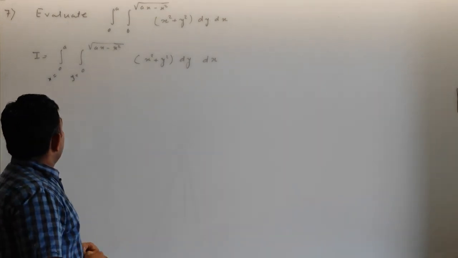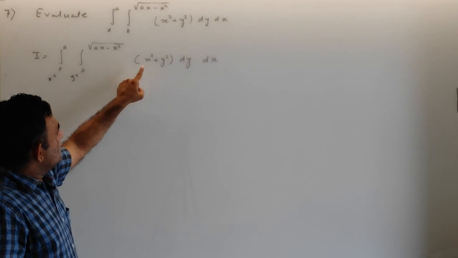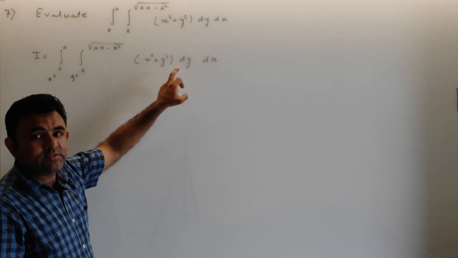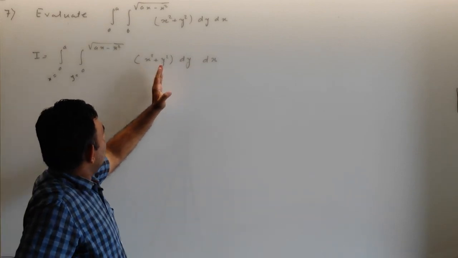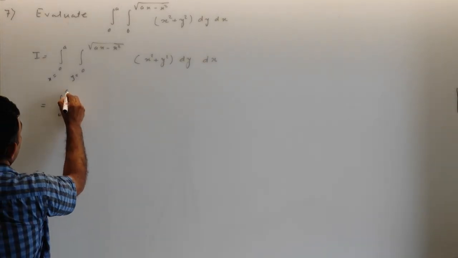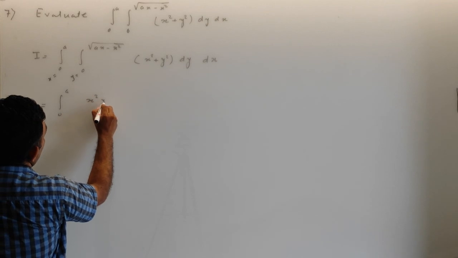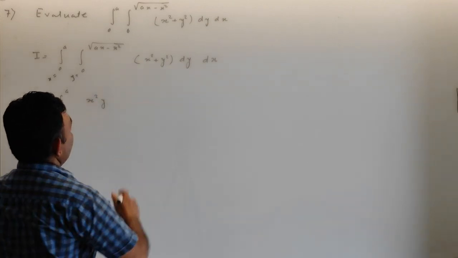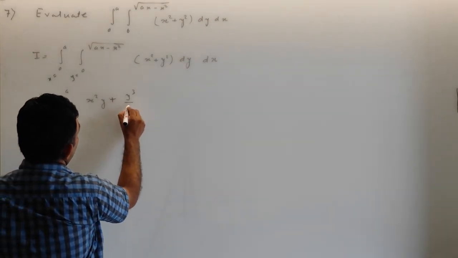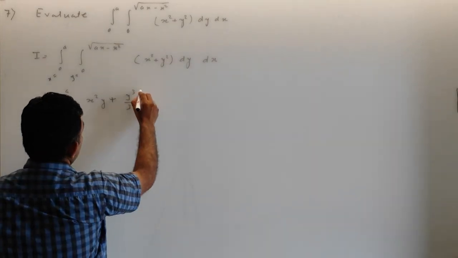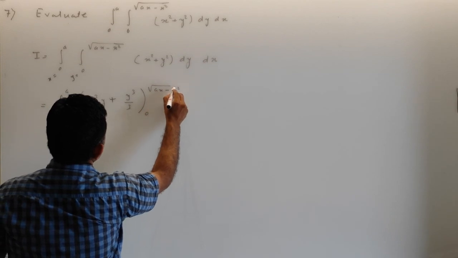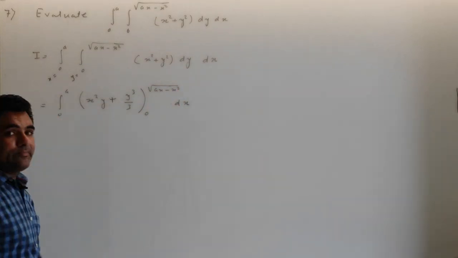Now first we integrate with respect to y, so x will be constant, so x square is a constant, so it is some constant plus y square. So let us integrate with respect to y first. The integration of the constant x square is x square into y, and the integration of y square is y cube by 3, with the limit from 0 to under root ax minus x square, into dx.